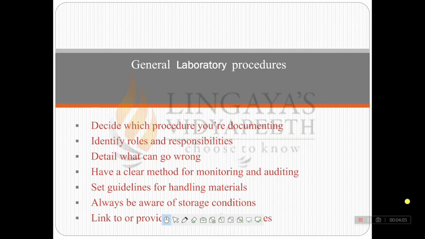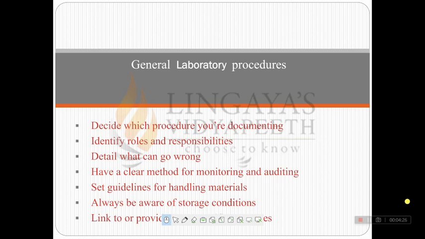Have a clear method for monitoring and auditing. So you have to have a clear method for monitoring and auditing, because in the laboratory, a monitoring or auditing can be performed at any time, and a laboratory must always be proper in that monitoring and auditing. So to maintain that, you should have a clear method.